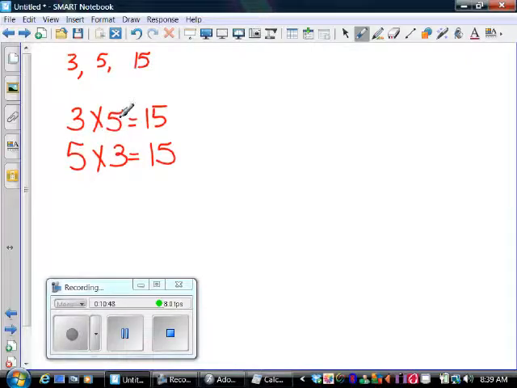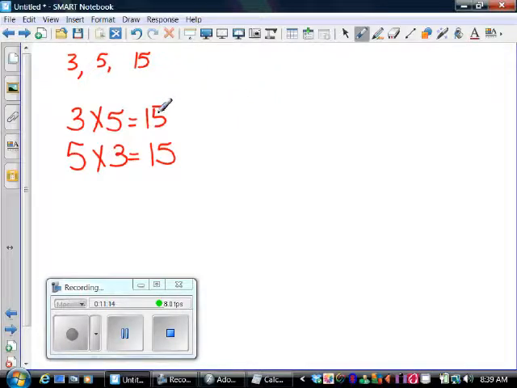We've already talked about the commutative property of addition, and when people commute somewhere, that means they move, okay? If they commute to work, they have to drive from home to work, they move. So it doesn't matter if we move these around, if we commute them around, that's still the commutative property of multiplication, and our answer will be the same.